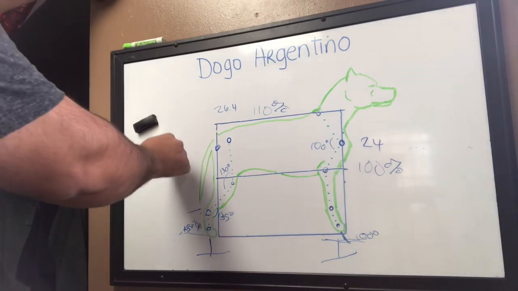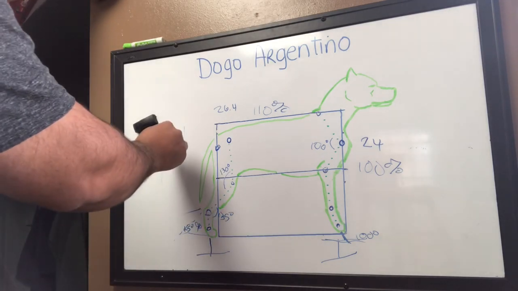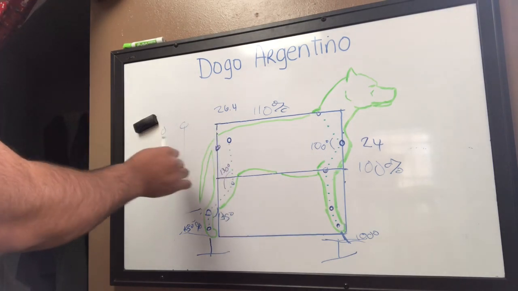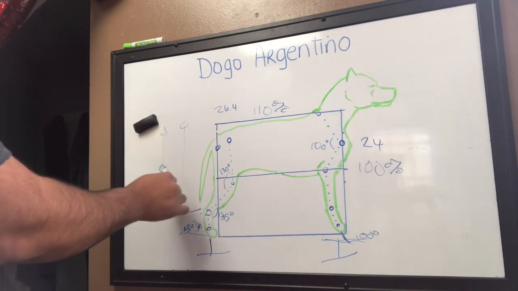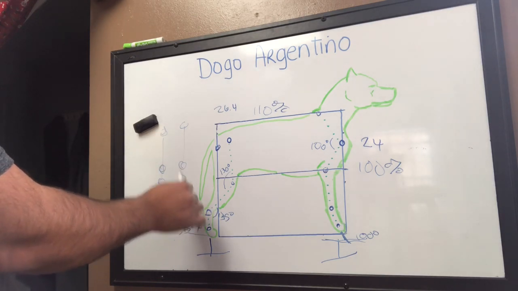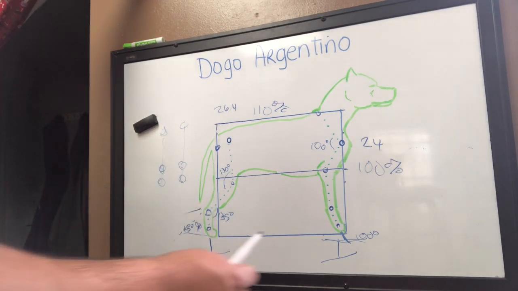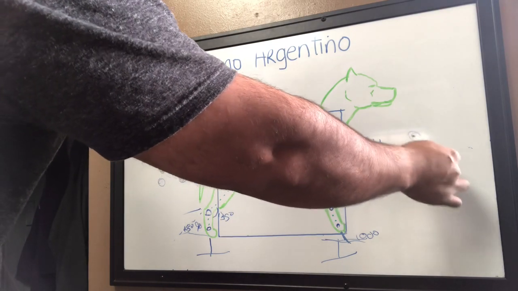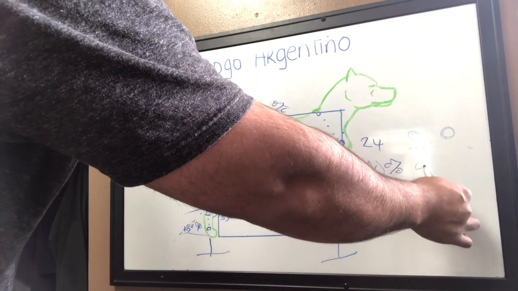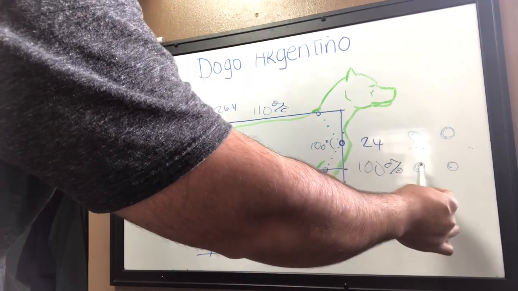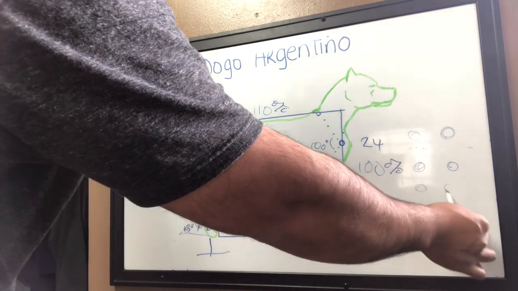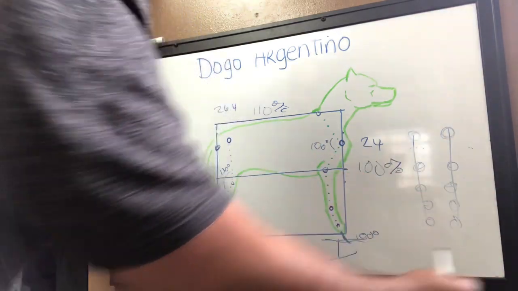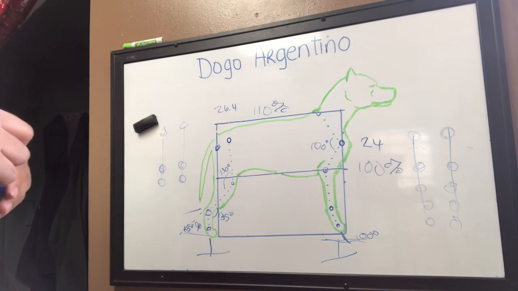Assuming that when you're looking from the back, you see parallel from the points of the hip bone at the back down to the hock and down to the foot. If those are in line, you have good propulsion. And then in the front also, if you've got the point of the shoulder, the withers part of the shoulder, the elbows, the pastern, and the feet all in parallel, you have a pretty well-built Dogo.